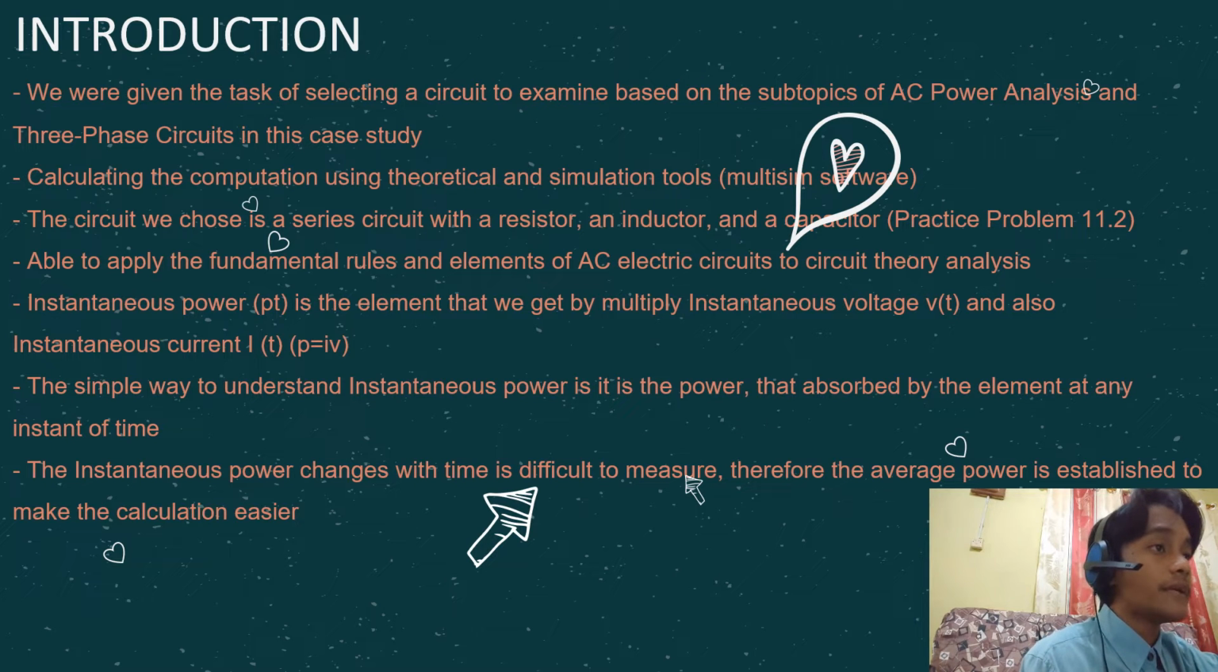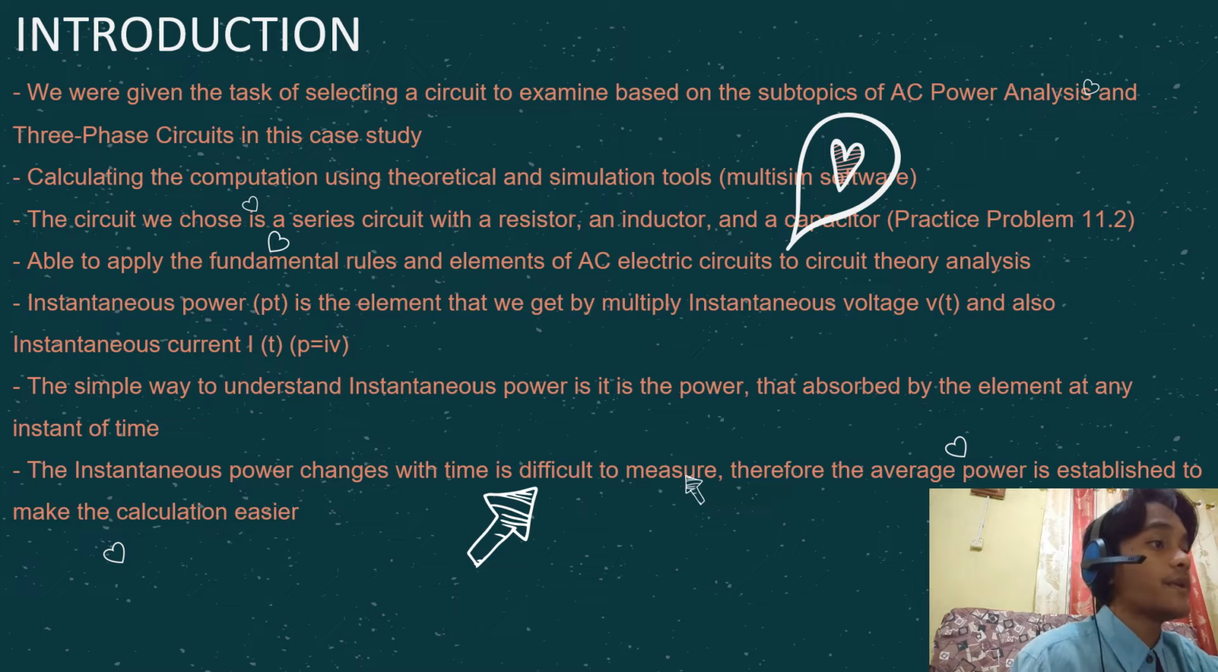Instantaneous power is the element that we get by multiplying instantaneous voltage and instantaneous current. All of this comes from the basic formula, known as P equals VI. The simple way to understand instantaneous power is the power that is absorbed by the element at any instant of time. In reality, the instantaneous power changes with time and is difficult to measure.